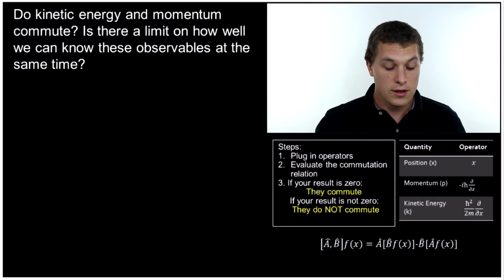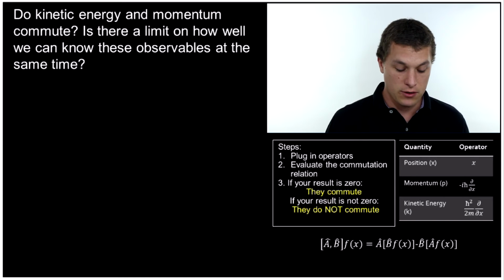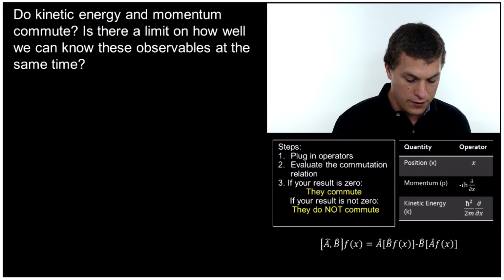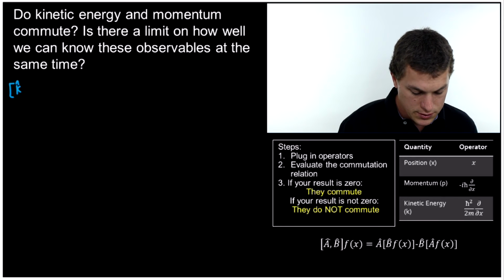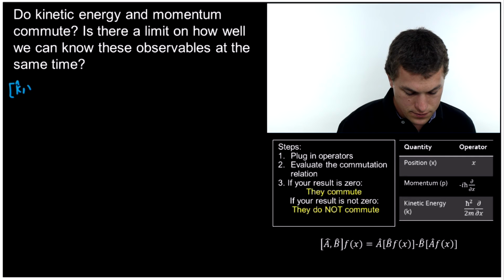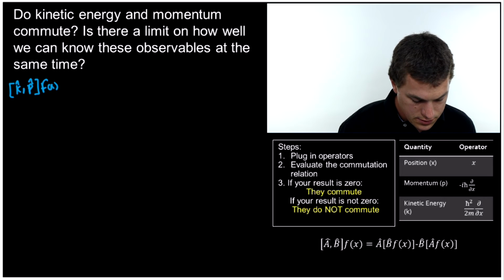So this question asks, do kinetic energy and momentum commute? Is there a limit on how well we can know these observables at the same time? This is really asking the same question as our last problem. And so all we're going to do is follow those same steps, and we're going to plug in our observables, k hat and p hat, and we're going to apply them to some test function.